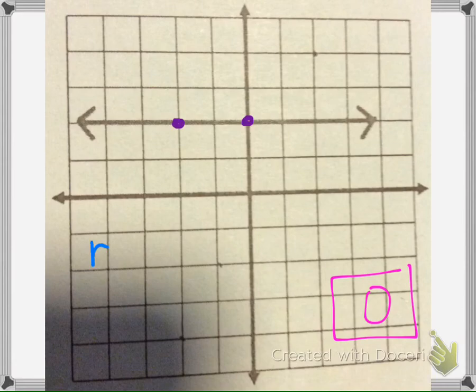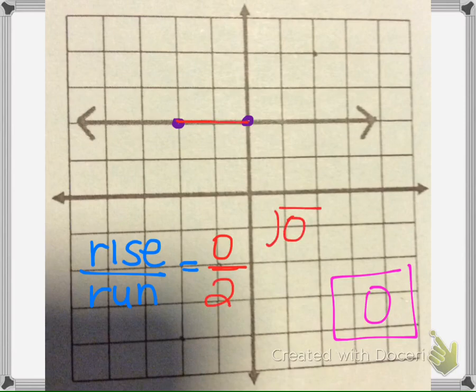Or instead of using that idea of the roller coaster, you could do it mathematically. I don't need to rise. I don't need to go up. I don't need to get down to get to that point there, or vice versa. So my rise is 0, and my run is 2. Well, 0 divided by 2 is 0. 2 times 0 is 0. So that is possible. The slope is 0.